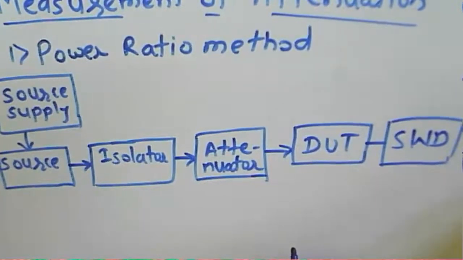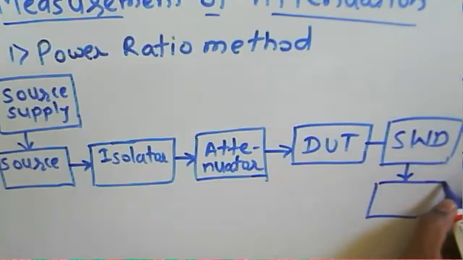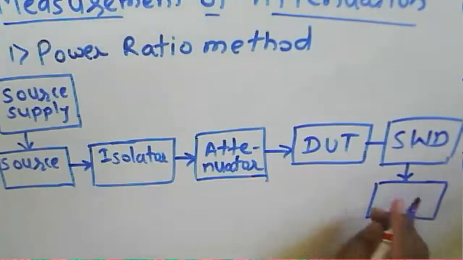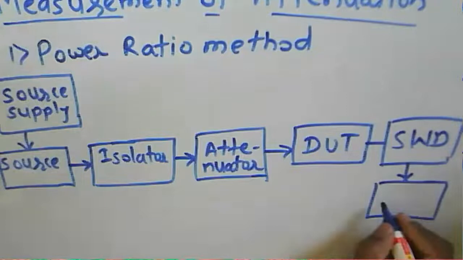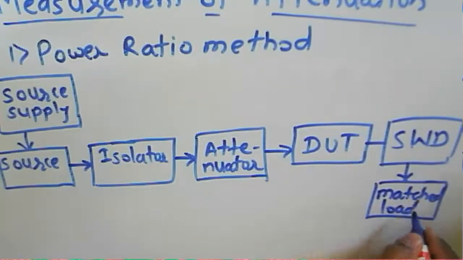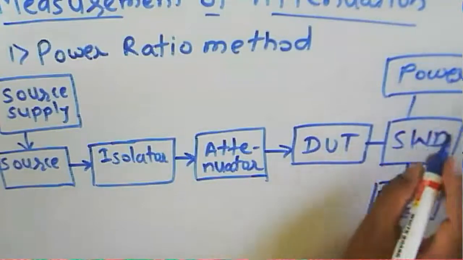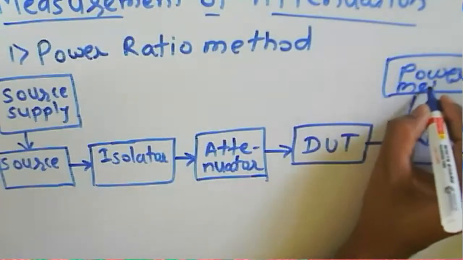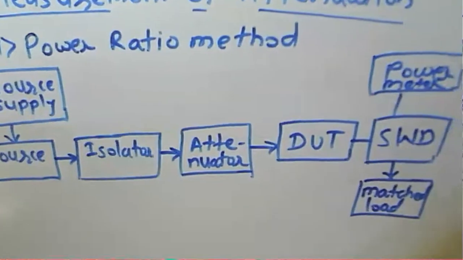Okay, this one is the standing wave detector, and the standing wave detector is connected to the matched load. And here, a power meter or a power indicator. Okay, so now this one we consider the main block here.